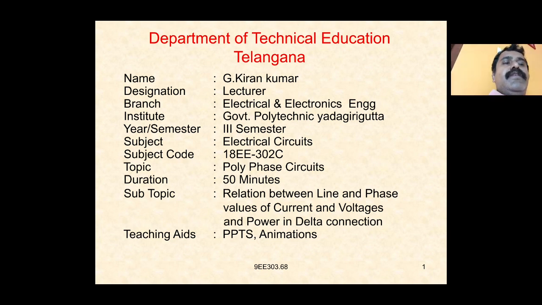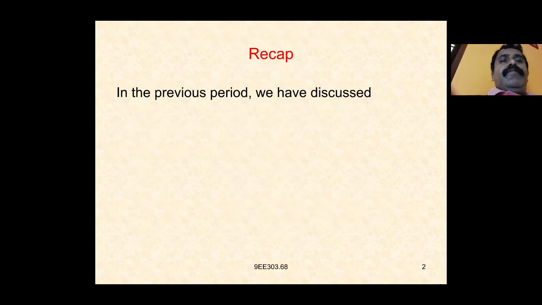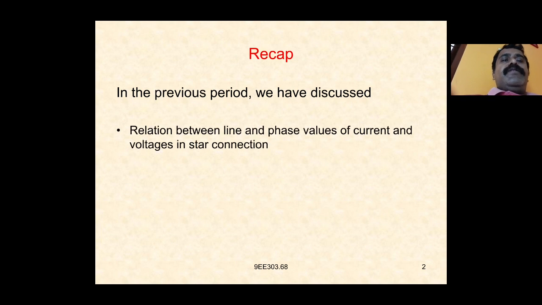In the parallel connection, the current can be divided while the voltage remains the same. We can call the delta connection the parallel connection, the mesh connection or the pi connection. So now we see the relation between the line and the phase values of currents and the voltage and the power in delta connection. In the previous period we discussed the relation between line and phase values of the currents and the voltage in star connection.